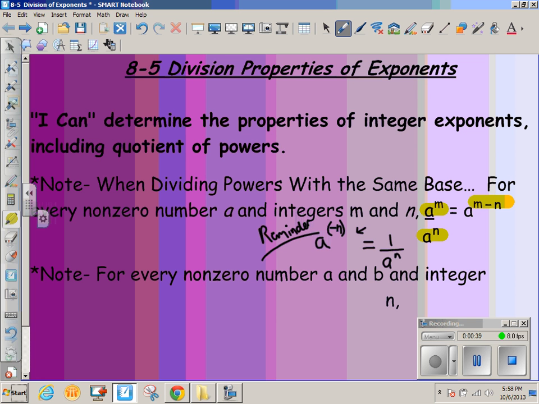Another reminder, we've talked about this each lesson, is that anytime you have a base raised to a negative exponent, it is not okay to end up with a negative exponent, so we turn that into a fraction, 1 over a raised to the nth power.